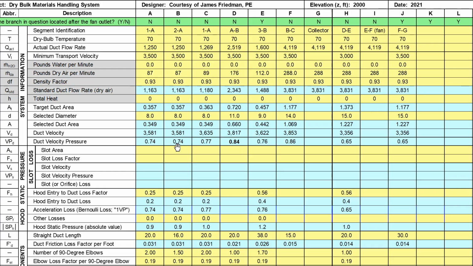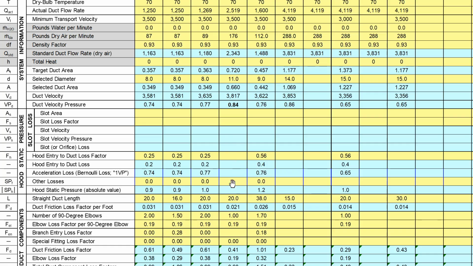And intuitively, you know that combining this airstream with a 0.74, this one with a 0.77, we're probably not going to achieve a 0.84 inches of water gauge VP. And if we don't, we won't achieve this velocity. And if we don't achieve this velocity, we will not achieve this flow rate. So what do we do? Well, first we need to determine what is the velocity pressure resulting from combining these two airstreams.